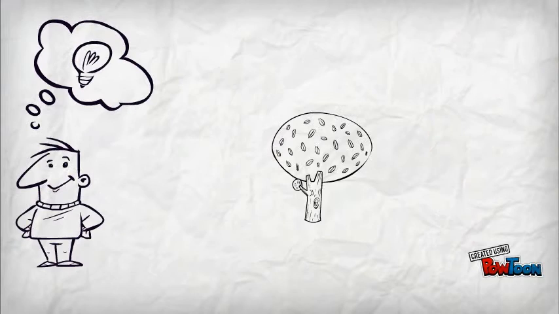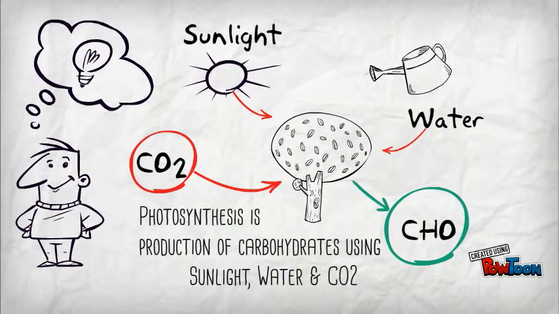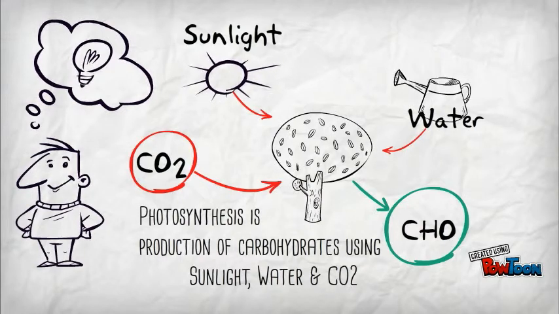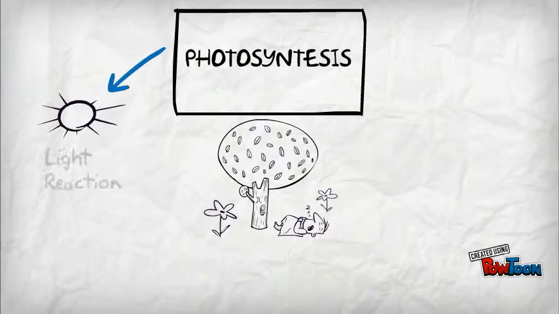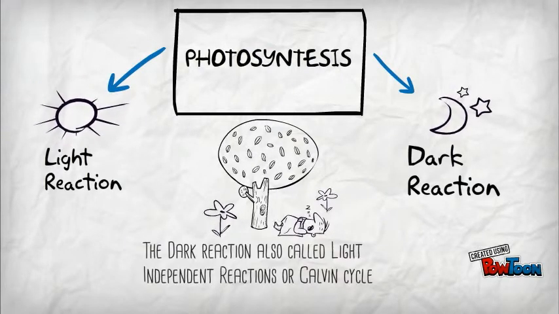Simply, photosynthesis is converting light energy to chemical energy with the use of carbon dioxide and water. The result is a carbohydrate, glucose. The photosynthesis reaction process can be divided into two steps. The first is the light reaction. The second is the dark reaction, which is called the light independent reaction.